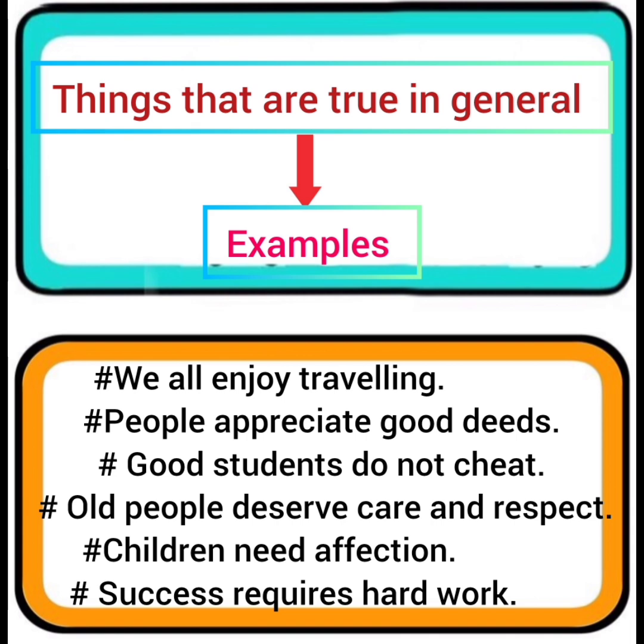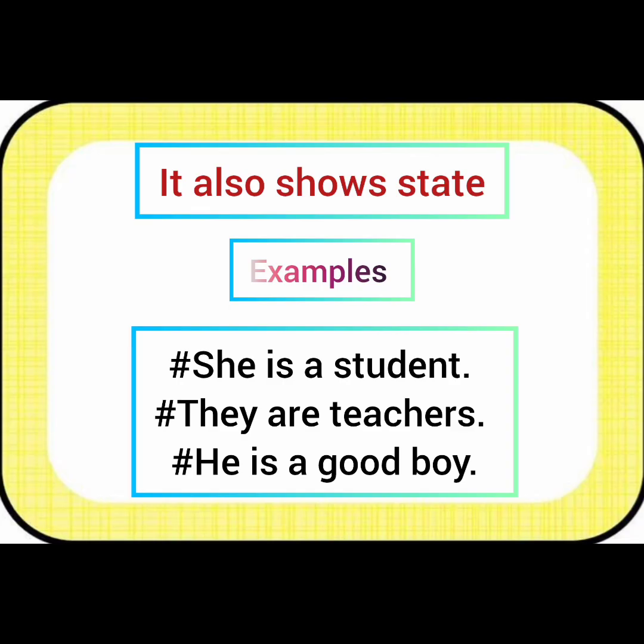Then further, it also shows state. For example, she is a student. They are teachers. He is a good boy. These all sentences are related to present indefinite tense. They show the state of these particular subjects.